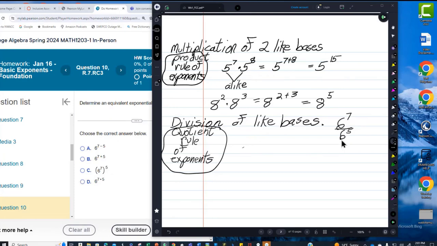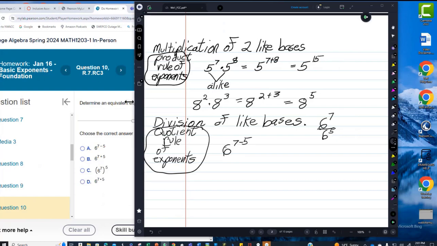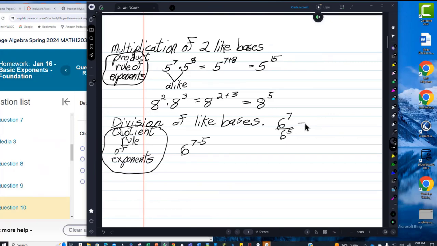Well, they have like bases. These exponents have like bases. That means I write the exponent once. But I'm going to subtract because it's division. If I add because of multiplication, I subtract because of division. 7 minus 5. This is 6 to the 7 minus 5, and that's going to be 6 to the 2.